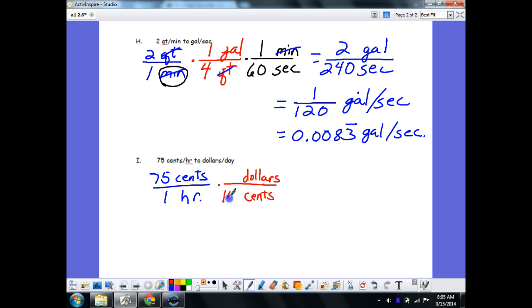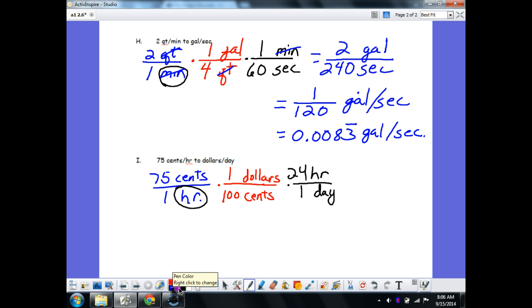There are 100 cents in $1. Again, these 2 values need to be equal, so $1 is equal to 100 cents. And then we're going to convert the time. In order to get the hours to cancel out, since it's starting on the bottom, we're going to put hours on top, days on the bottom. And there are 24 hours in one day.